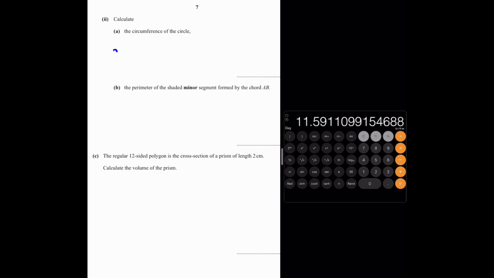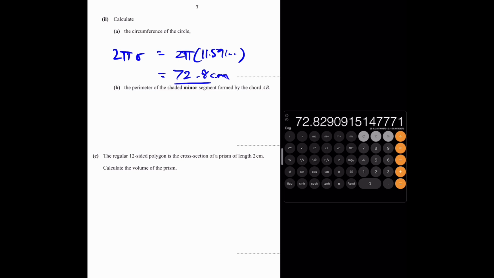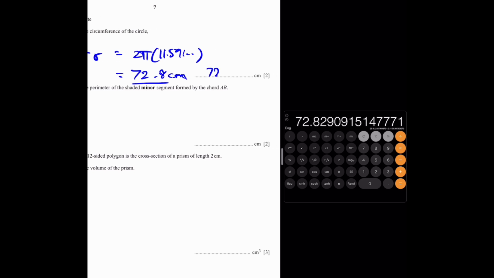Calculate A, the circumference of the circle. That's simply 2 pi r, which is 2 pi times this 11.5911, which we have on a calculator. So times 2 and times pi. 72.8 centimeters. This is to 3 significant figures, of course.